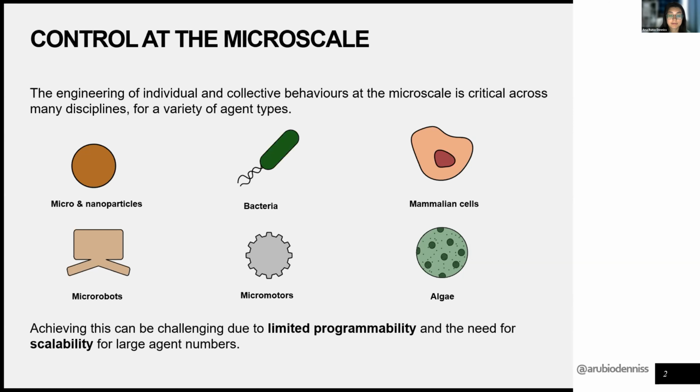But the big issue that we face controlling these small scale agents is that they are relatively simple. They're hard to program. They have limited programmability, and they also tend to have to work in very large numbers. You rarely will have one bacterial cell, one piece of algae, one micro or nanoparticle. They work in very large numbers. So developing control strategies for that is obviously challenging.